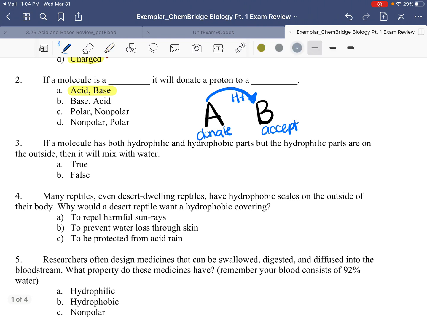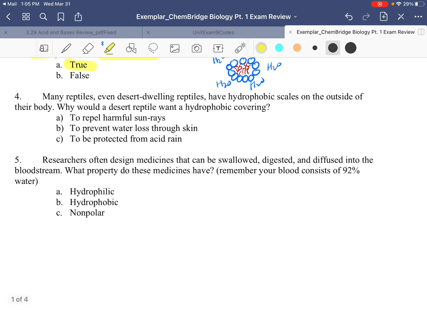If a molecule has both hydrophilic and hydrophobic parts, but the hydrophilic part is on the outside, will it mix with water? This type of structure is actually very common in molecules in our body. What you have is the head is hydrophilic and the tails are hydrophobic. The tails are away from water and your heads are with water. So what you see here is that they definitely will mix. A lot of our biological processes have this. So yes, they will mix because the hydrophilic parts are the ones on the outside.